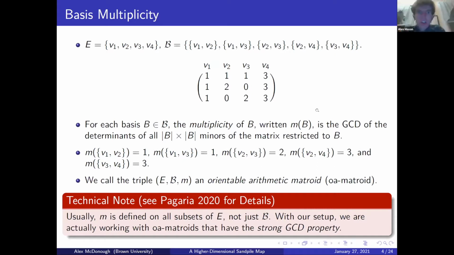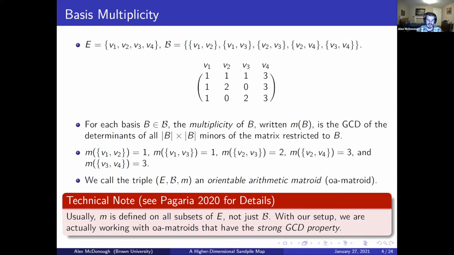Sorry, I have a question. Did you say what the strong GCD property is, or is that part of the... No, details I didn't. Okay. So this is mostly in there because if you look at the only other paper to talk about orientable arithmetic matroids, it gives a different definition and it isn't the same. But what he calls the strong GCD property is what we need.